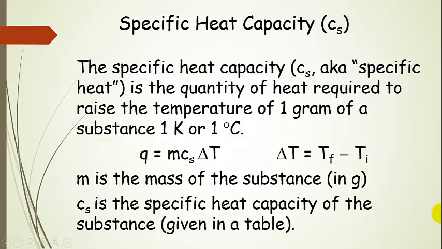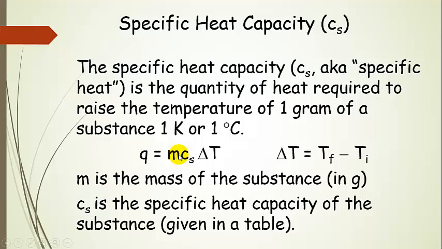Okay, so another type of heat capacity is called the specific heat capacity. And you also might hear this called specific heat. And this is the quantity of heat required to raise the temperature of 1 gram of a substance, 1 Kelvin or 1 degree C. Okay?